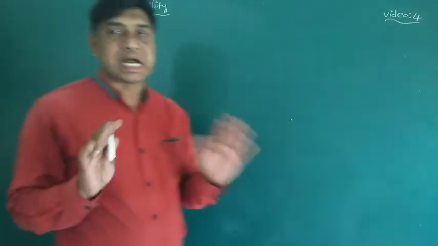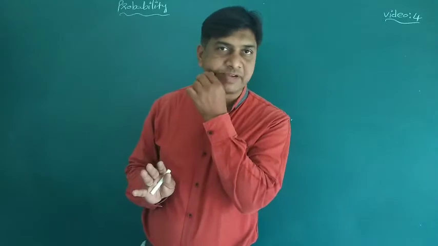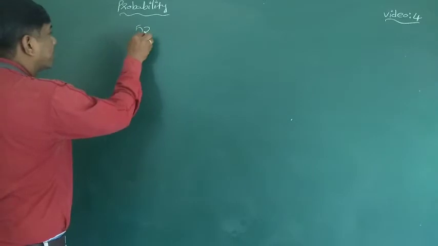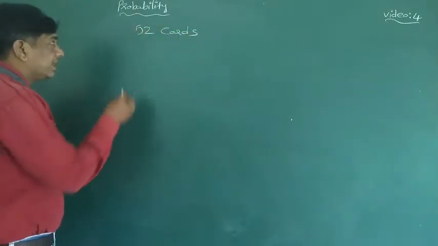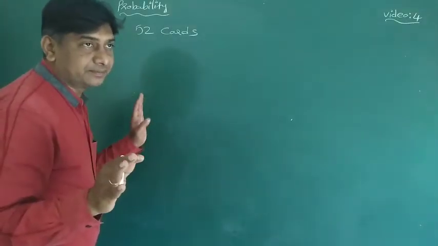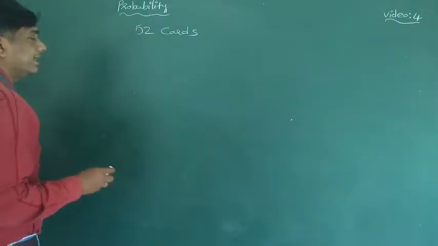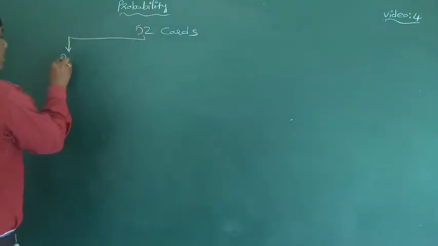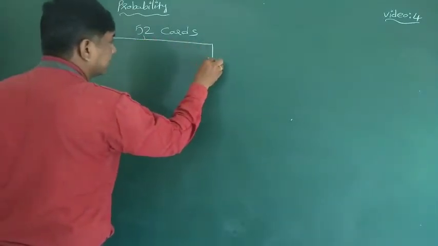Now about the cards. A deck of playing cards. Everyone knows that, many of you know very well about playing cards. In a deck of cards, there are 52 cards, other than the Joker card. The Joker we leave out. In a deck, there are 52 cards. In these 52 cards, 26 are black cards, black as per the color.